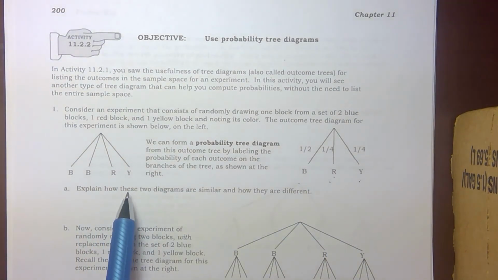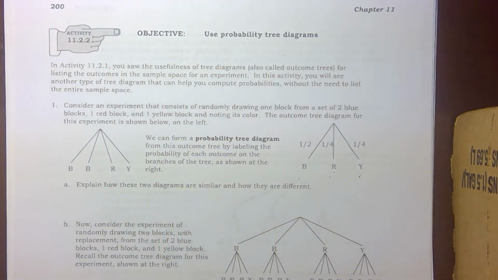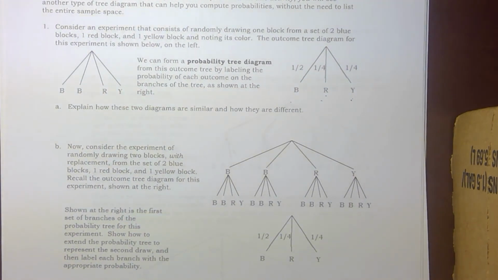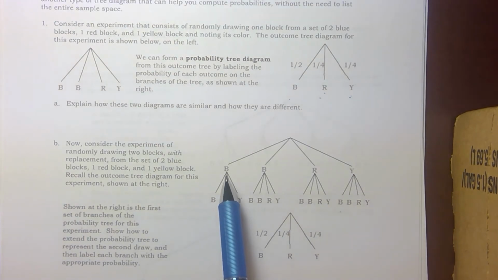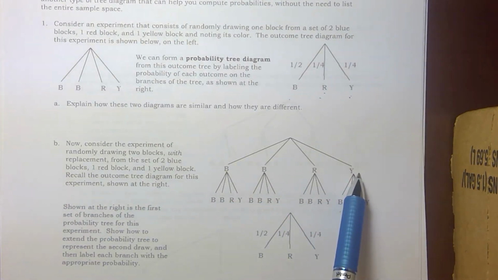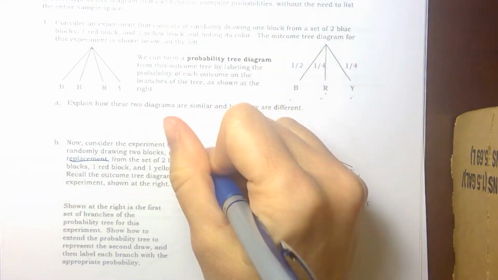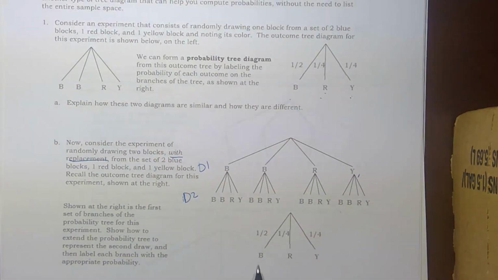So basically I'm cleaning up my tree diagrams, making them a little more efficient. Now let's consider where we drew 2 different blocks. This is the tree diagram that we created where we had 2 blue blocks, a red and a yellow. We replaced with replacement. So this is draw 1 and this is draw 2. For the next draw, I still have 2 blue, 1 red, and 1 yellow every single time.